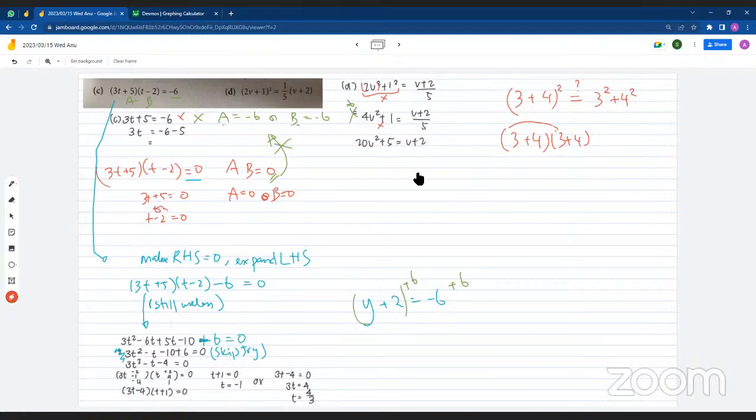Now, here's the reason why 3 square plus 4 square is not correct. Because look, this rainbow gives you 3 square and this rainbow gives you 4 square. Am I correct?